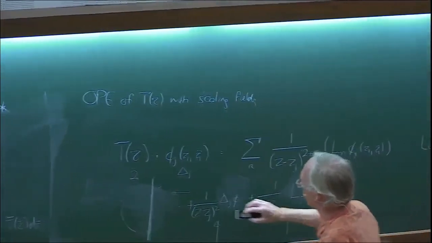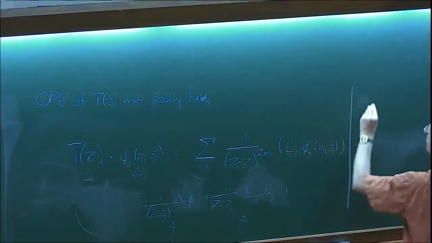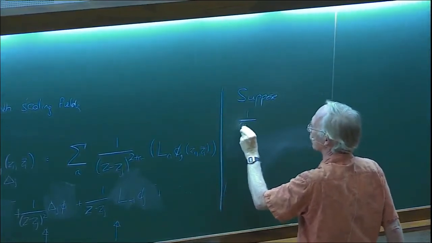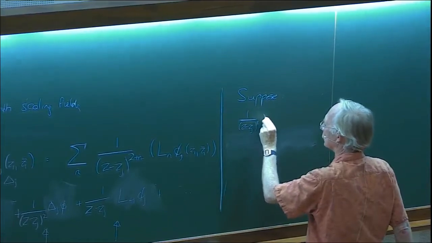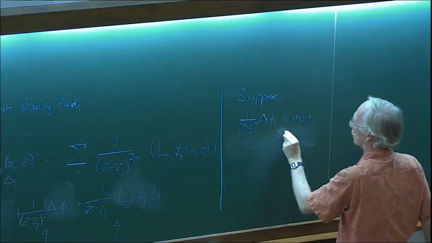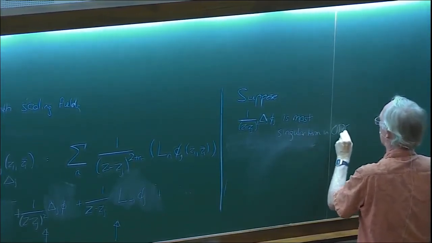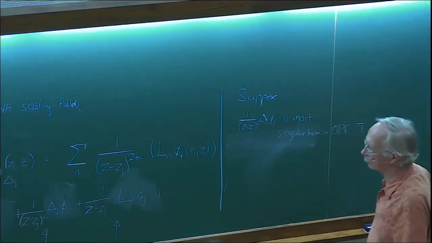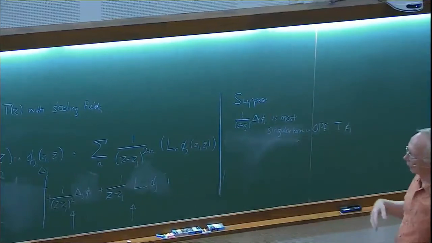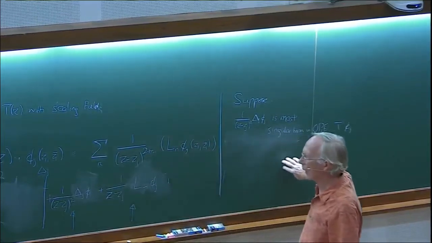So these are two terms that we know in the OPE of T with phi. Now, let's suppose that 1 over (z minus c j) squared times delta j times phi j is the most singular term in T with phi j. Let's suppose it is. So this Laurent series stops here. There's a whole bunch of other terms here, but this is telling us that we know all the singular terms. We know this term, we know this term. All the rest is analytic.